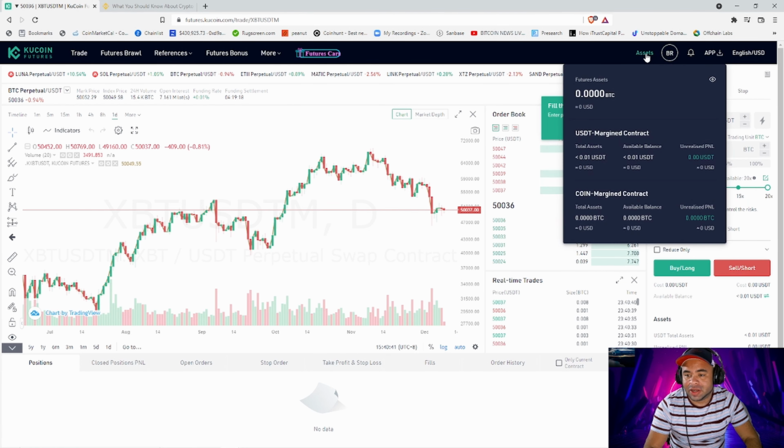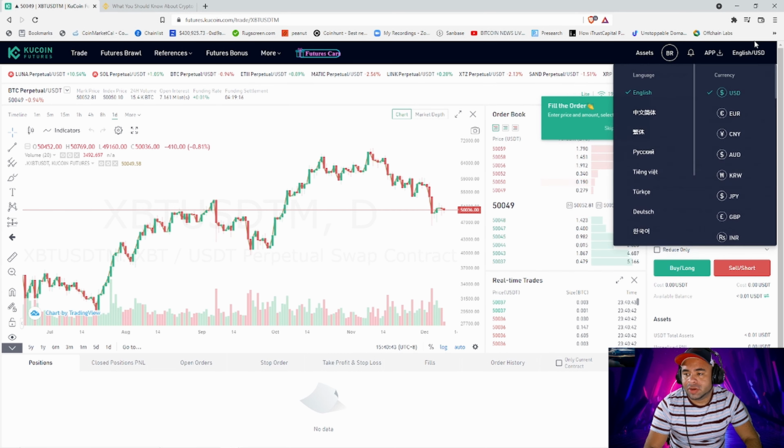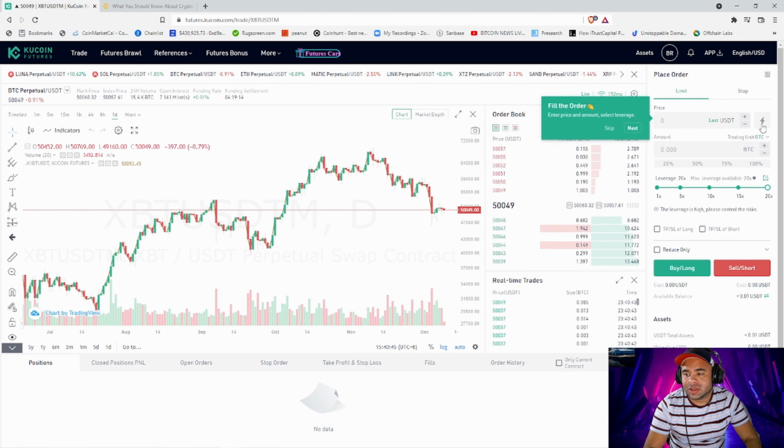Let me see if I can find the dark mode. Let's see. Okay, looks like we are not finding the dark mode.